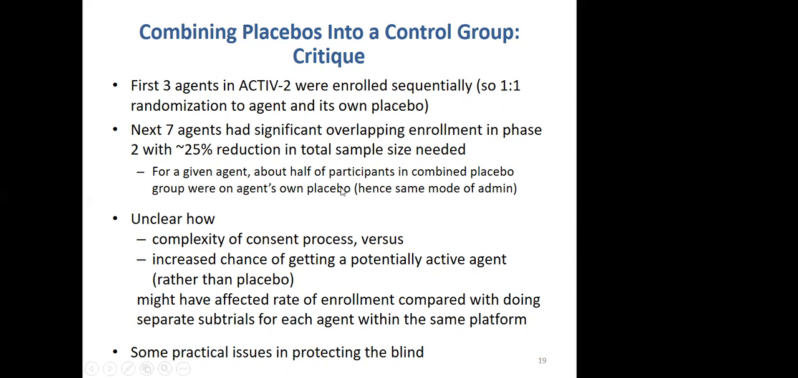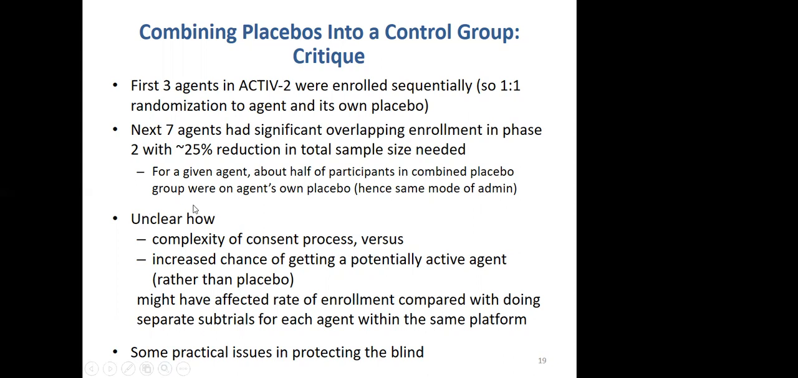It's a sort of 2-to-1 ratio of number of participants in active arm versus the placebo arm. So there's definitely some loss of power if you have to fall back to that, but it's not as bad as it might first seem.